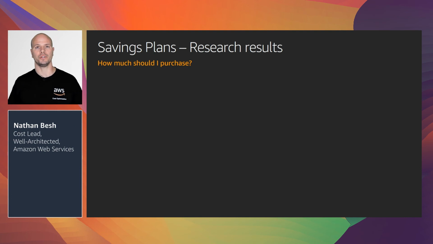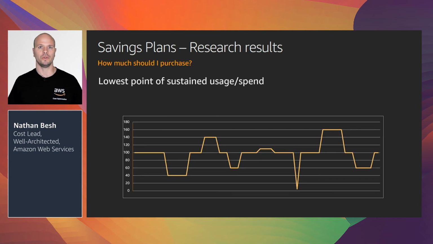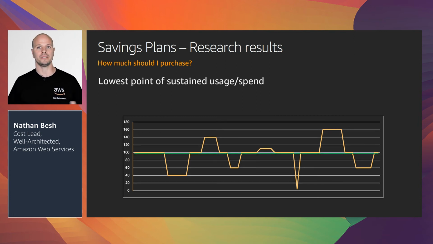I performed a lot of research around reserved instances and commitment-based discounts to be able to understand what's a good recommendation versus what's actually valid and what customers should be choosing. The first thing is to select the lowest point of sustained usage or spend. So if you look at your utilization, if this is what your utilization looked like throughout the month, it was going up and down. The best and the most valid recommendation would be that line right at 100, that green line there.